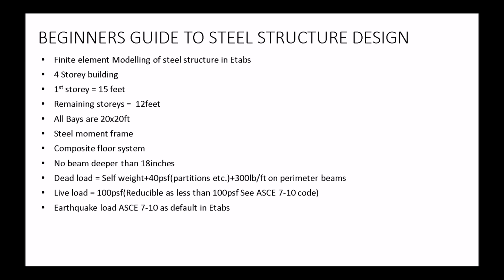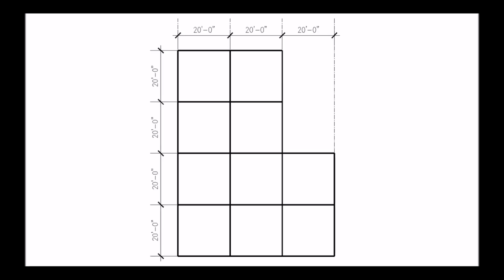Earthquake load as per ASCE 7-10 as default in ETABS. Just as a demonstration video, preliminary, focused on design of steel structure. The wind load is following ASCE 7-10 again, at a speed of 100 miles per hour. The framing plan is shown. We will be designing the following framing plan using ETABS.